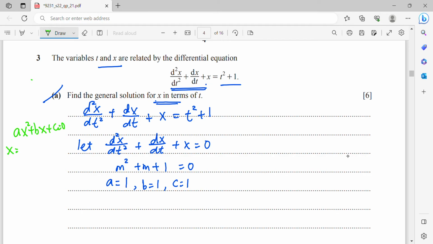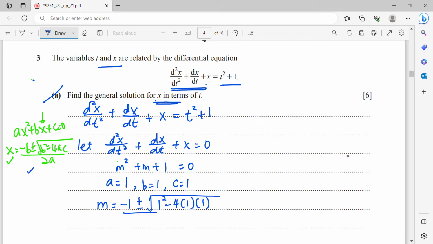So x equals minus b plus minus square root of b squared minus 4ac, over 2a. I use the x here when the equation is in terms of x. But now obviously your equation is in terms of m. Therefore, instead of x in the formula, we need to change to m. So use the same formula here: minus b, so minus 1, plus minus square root of b squared, so 1 squared minus 4ac, over 2a.